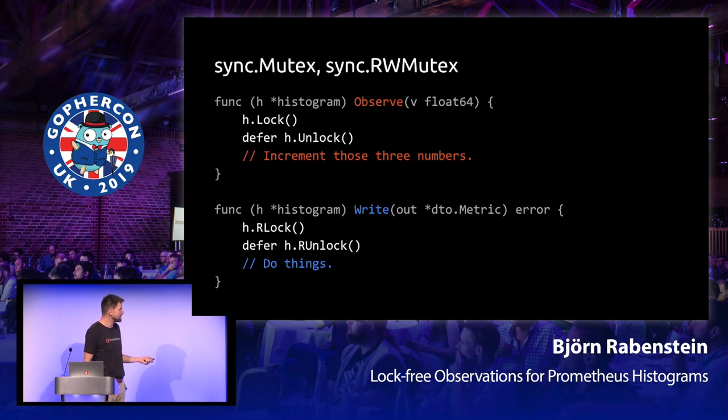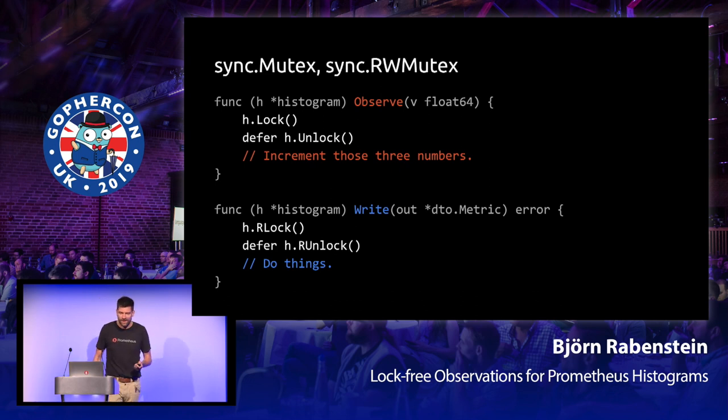So the histogram gets a protobuf here. That's because historically Prometheus was all protobuf based and has to write those values into the protobuf. That's why it's called Write. But it's the read path, and we also use the read lock here, right? So we do the read lock, defer the unlock, and do things. Doing things means we get our three numbers or all our buckets and everything and put it into the protobuf that describes the histogram. And then the Prometheus server gets it and is doing its thing with it. Okay, so Write is the read path. This is why you use the read lock.